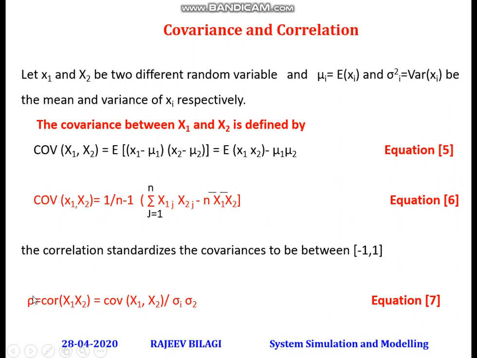Now the rho, which is called the correlation, is given by the correlation of x1 and x2. The formula is covariance of x1 comma x2 divided by sigma 1 and sigma 2. How do you find sigma 1 and sigma 2? Sigma equals the square root of the variance of xi. You know how to find the variance of xi for grouped and ungrouped data from the beginning of this chapter.